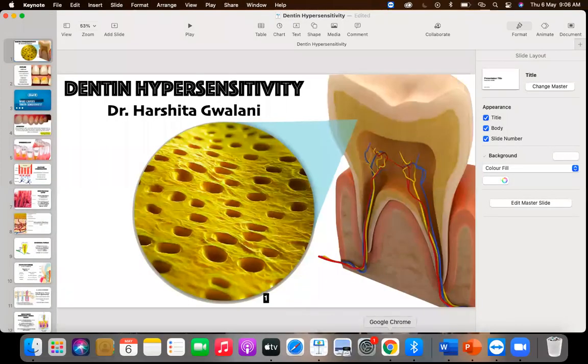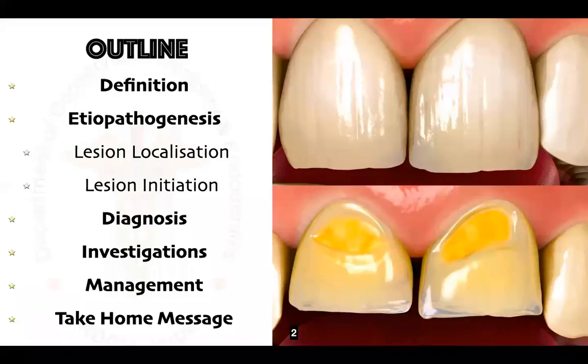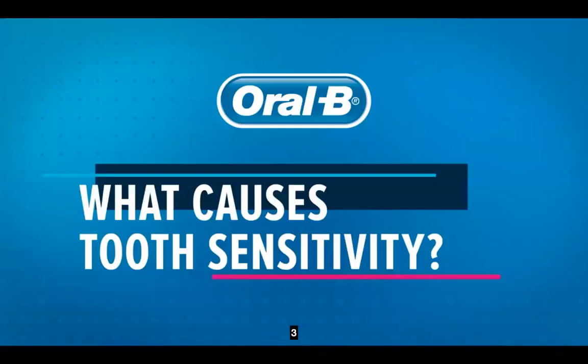Just get your note copy handy. So the outline of my class will be definition, etiopathogenesis, lesion localization, and lesion initiation, which are part of the etiopathogenesis, then diagnosis and a definitive diagnosis, including the investigations that you have to rule out before you can actually label it as dentin hypersensitivity, the management of dentin hypersensitivity, and lastly, the take-home message. Before we switch to the theoretical aspect of this unit, let's quickly watch this video so that you know exactly what we will be talking about in today's lecture.